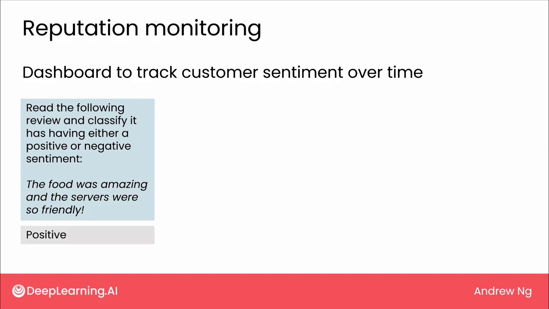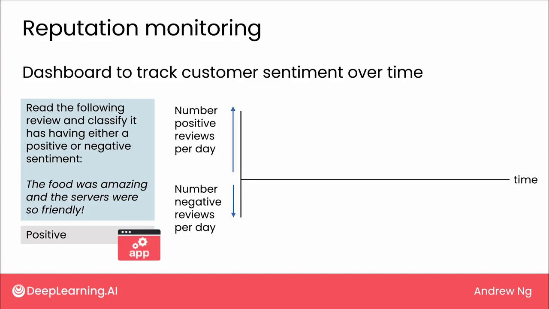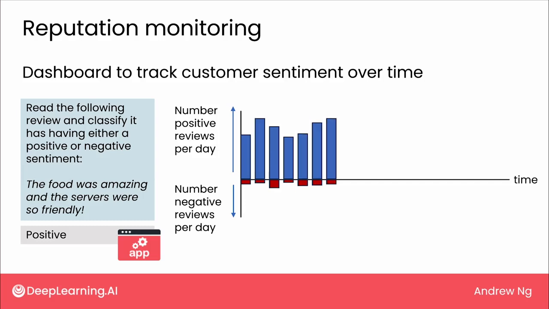So in this case, if the food was amazing or service was friendly, that would be classified as having a positive sentiment. Then by having software count the number of positive reviews per day as well as the number of negative reviews per day, you can build a dashboard that tracks per day or over time how the sentiments are trending. And looks like the customer sentiment is pretty positive.